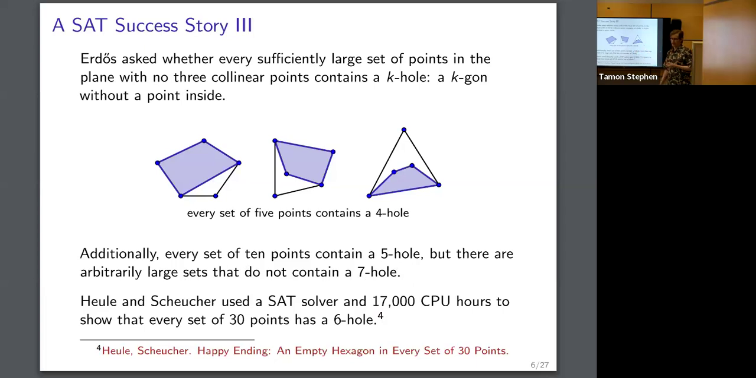The question was actually answered this year, in the paper at the bottom here: a SAT solver was used, along with 17,000 hours, to show that every set of 30 points must have a 6-hole. So they resolved this question of Erdos. And it's interesting, because this problem has nothing to do with logic. It's almost surprising that a logic solver, which is discrete in nature, can prove things not about the integers, but about the Euclidean plane.